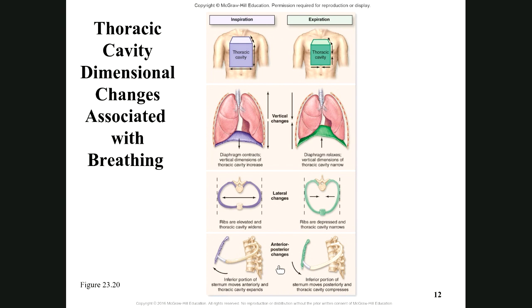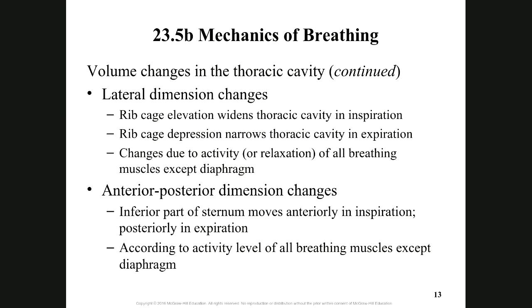And we have some changes in the anterior-posterior aspect. During inspiration, the inferior portion of our sternum moves anterior and the thoracic cavity expands. And during expiration, the inferior portion of the sternum moves posterior, or back, and the thoracic cavity compresses. So these are the volume changes in our thoracic cavity. You have lateral dimension changes, anterior-posterior dimension changes, and also vertical changes.